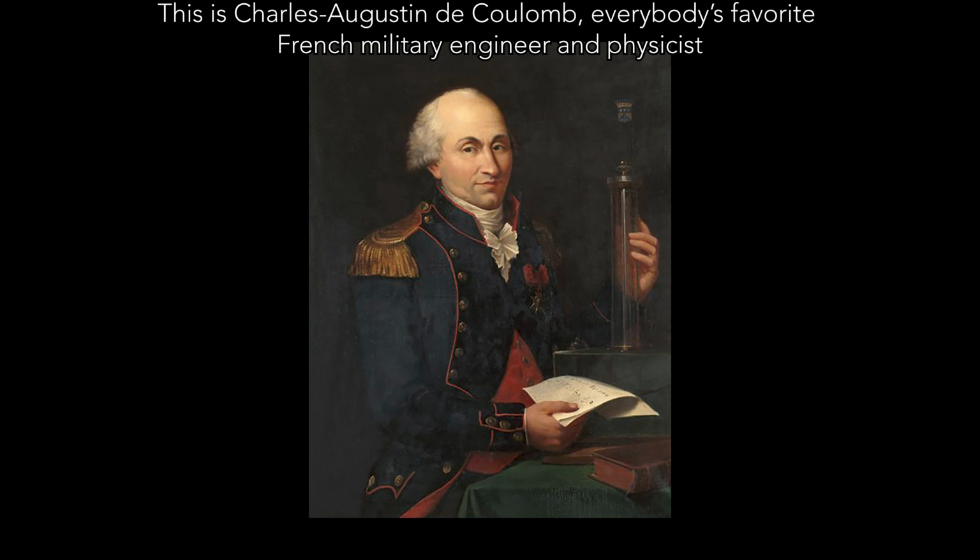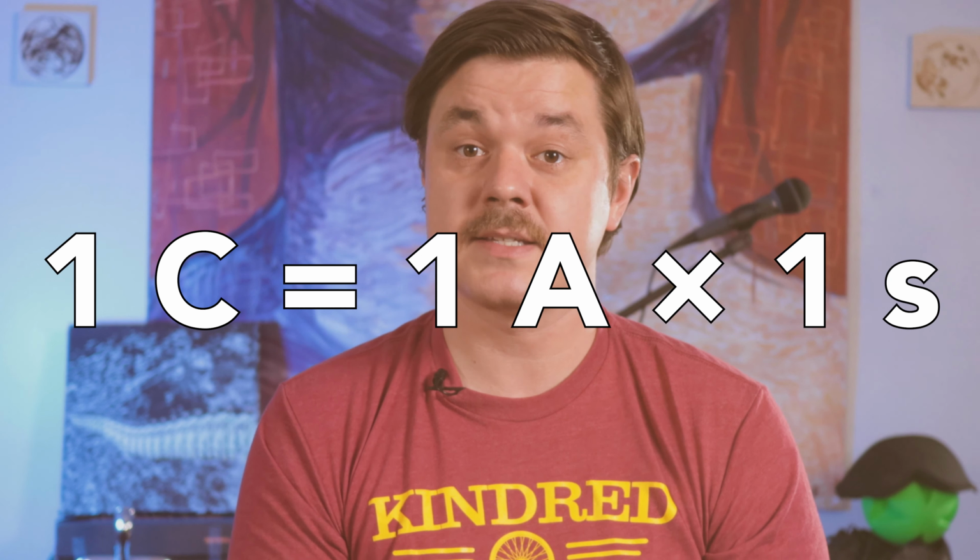Named for everybody's favorite 18th century French military engineer, Charles Augustin de Coulomb, the base unit of electric charge is the coulomb, represented by a capital C. A coulomb is the amount of electrical charge that flows when a current of 1 amp is measured for a second. But what is a second really?